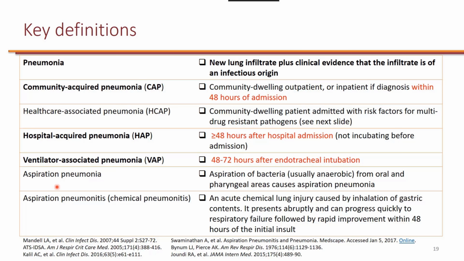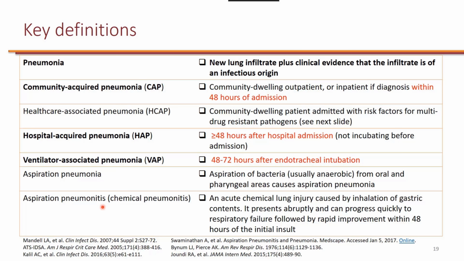There's also aspiration pneumonia. Anytime a patient aspirates oral flora, and those flora make it to the lungs, it can cause aspiration pneumonia. And these are typically due to anaerobic organisms, and by anaerobic, we're talking about Prevotella or Peptostreptococcus and things like that. We are not referring to Bacteroides or Clostridia species.